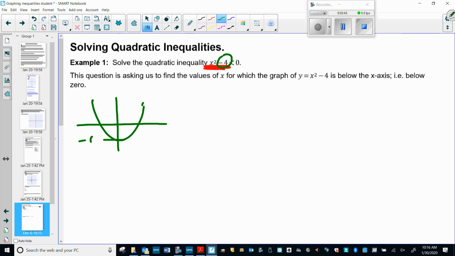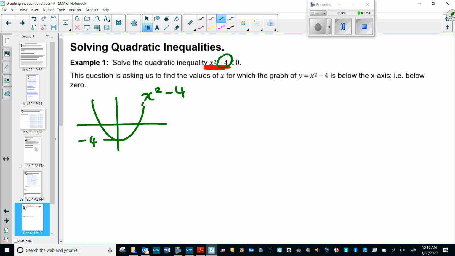Okay, so this is minus 4. This is my graph of x squared minus 4. It's a little sketch, a terrible sketch, but it'll do. Now, we want to know where that graph is less than 0. Okay? Where is that graph less than 0?